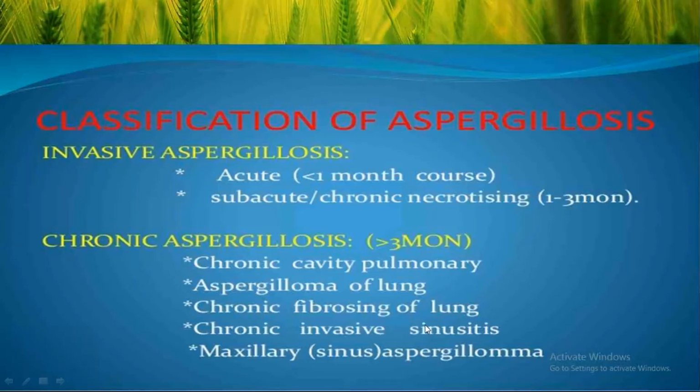So different types of aspergillosis are there, like invasive aspergillosis, which can be acute or subacute. Acute has a course of less than 1 month, and subacute, or chronic necrotizing, lasts at least 1 to 3 months. Chronic aspergillosis lasts more than 3 months and can be divided into different types like chronic cavitary pulmonary aspergillosis or aspergilloma of the lung, chronic fibrosis of the lung, chronic invasive sinusitis, or maxillary sinus aspergilloma. Aspergilloma, like a tuberculoma, is like a fungus ball.